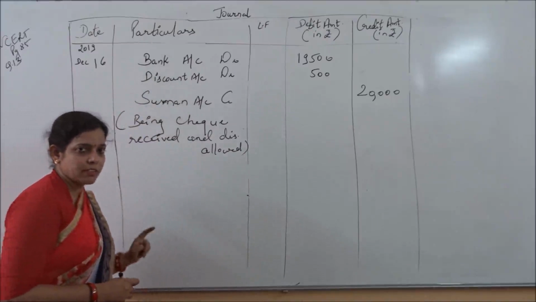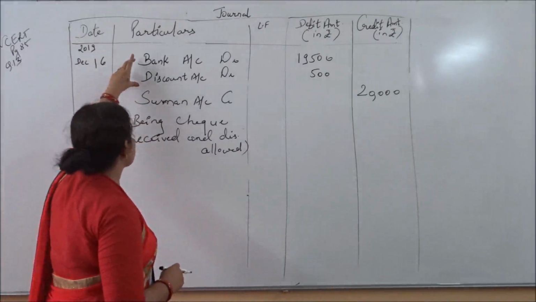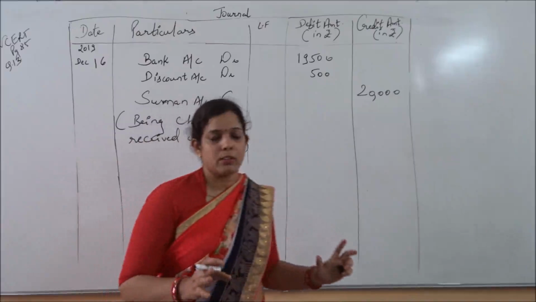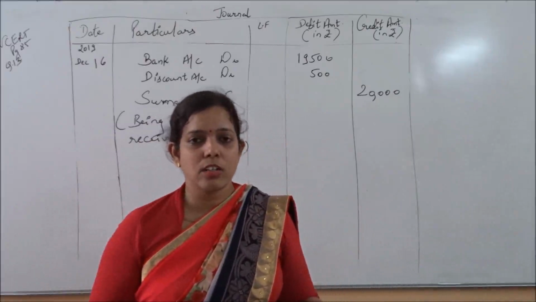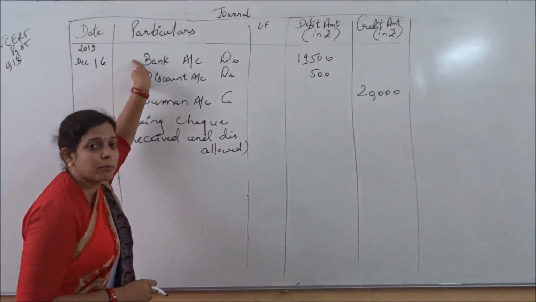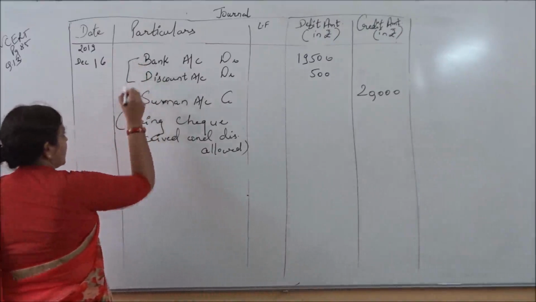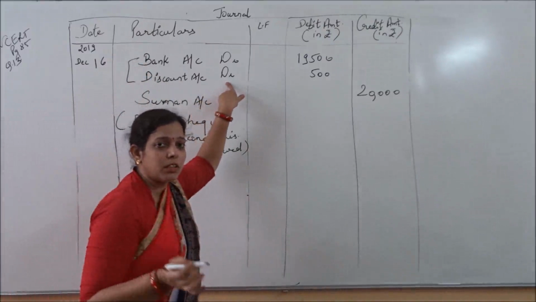In this type of transaction, I would like to give a hint. Please remember this hint. Always bank and discount remain together. Bank, cash with the bank, discount. If you remember this point, you will never make a mistake in the exam. Always bank and discount remain together, either both debit or both credit.